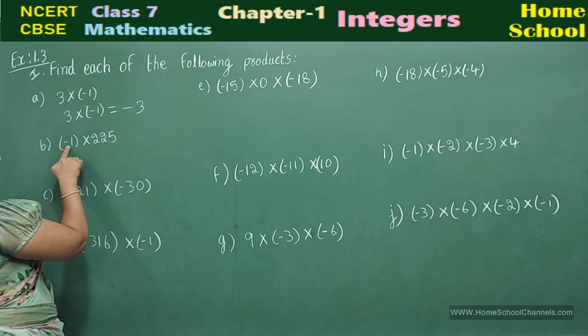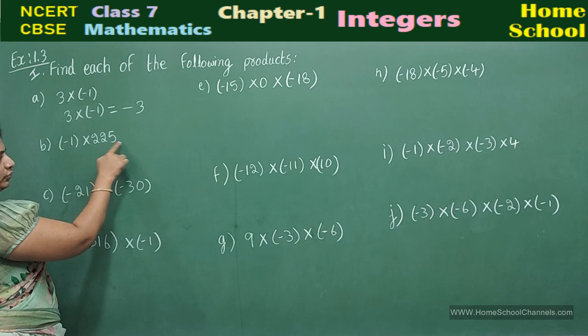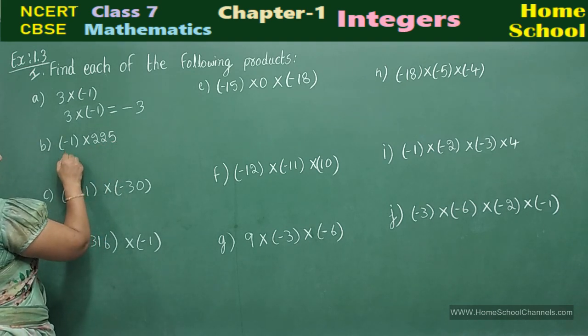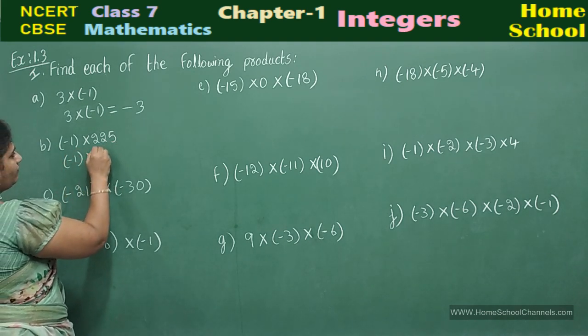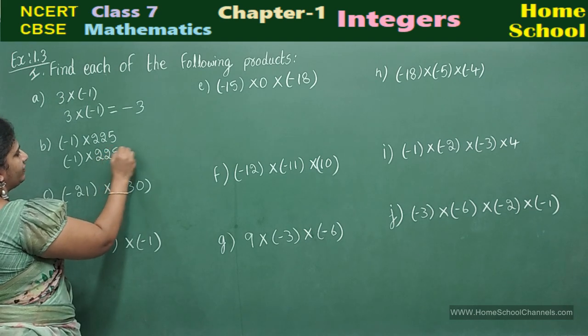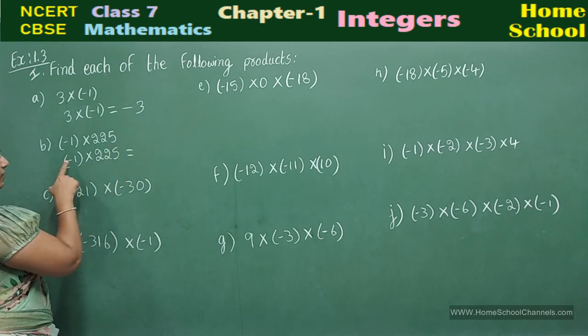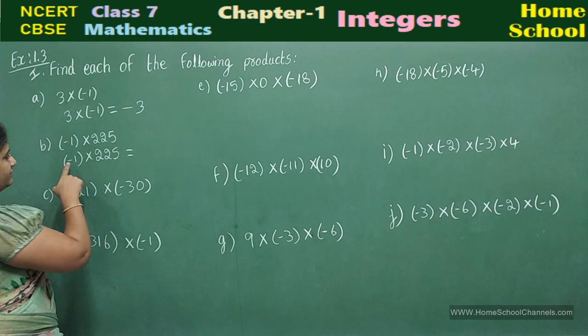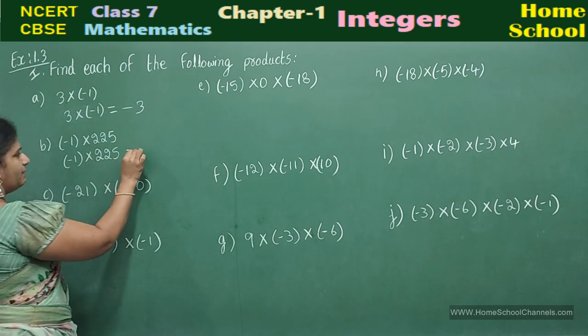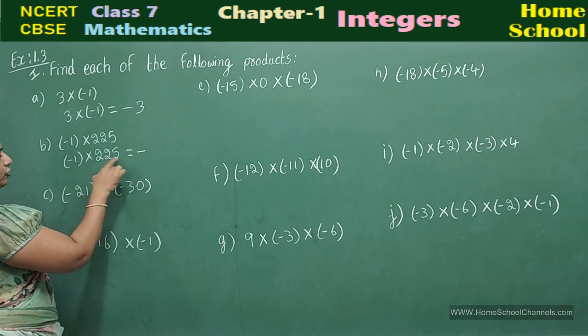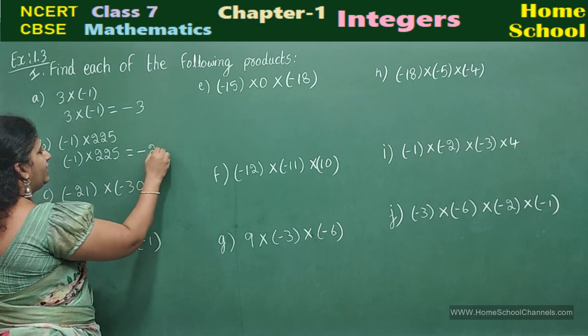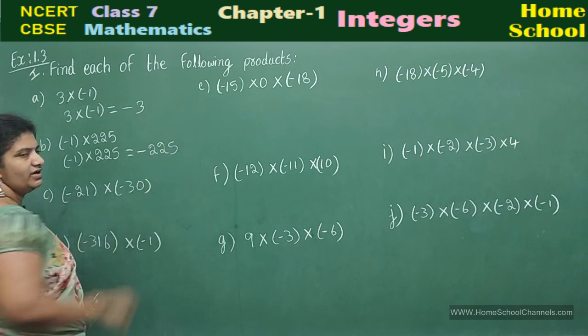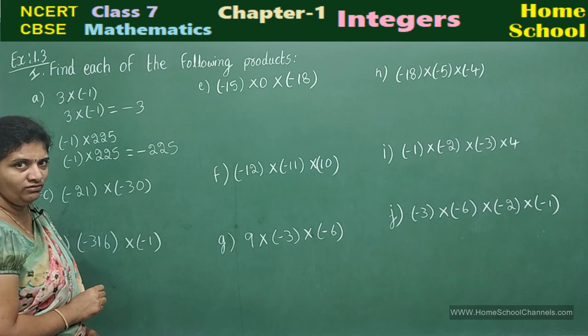Next one. B, minus 1 into 225. Rewrite the question. Minus 1 into 225 is equal to. Multiply the signs. Minus into plus. Minus 1 into 225, it will be minus 225. Okay? Are you able to follow?